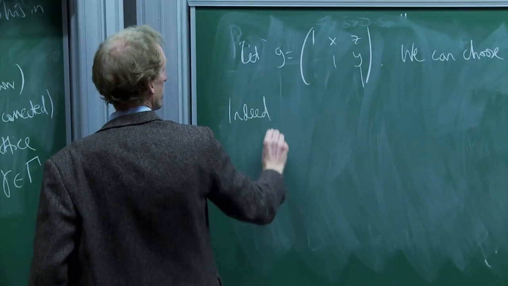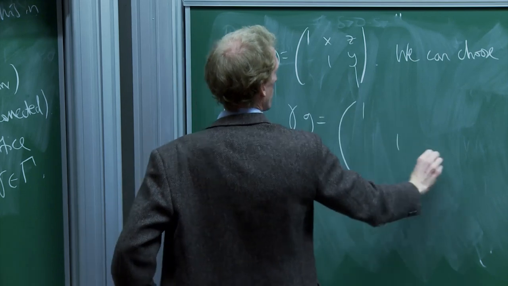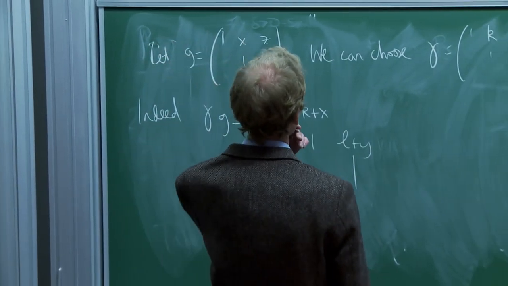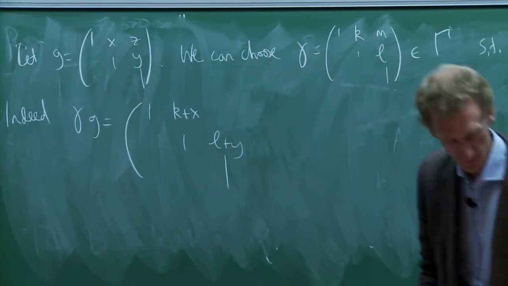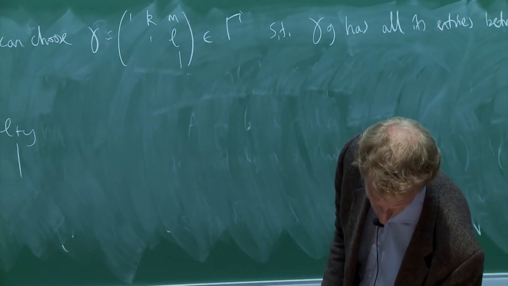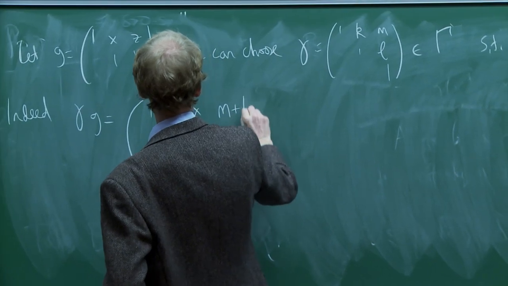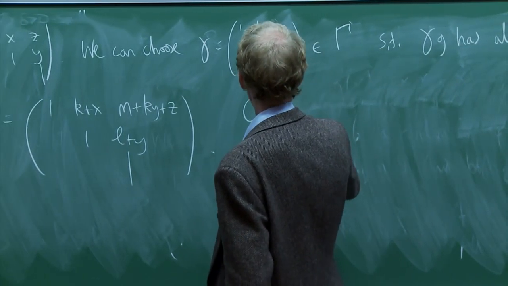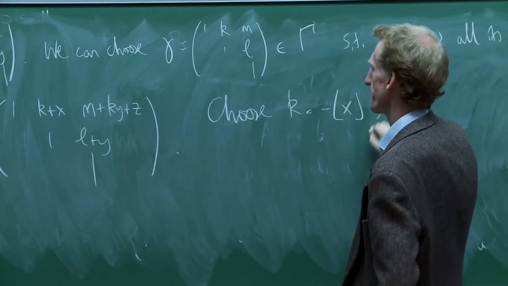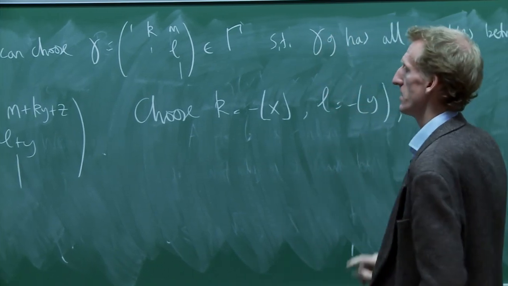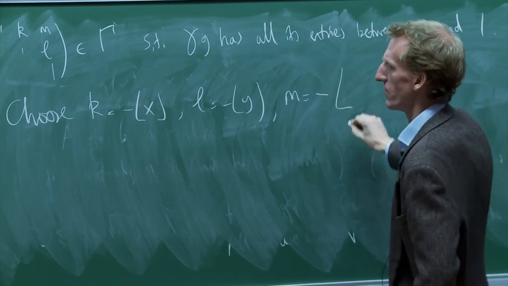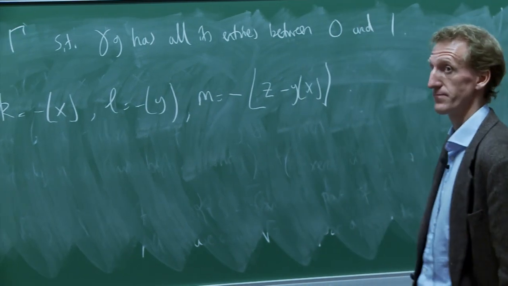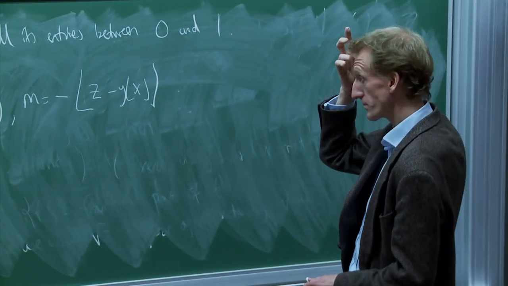Indeed, gamma times g is 1, 1, 1, k plus x, l plus y, m. I struggle to multiply matrices in my head. What's the top right corner? m plus yk plus z. So what you can do is choose k to be minus the integer part of x, l to be minus the integer part of y, and then m to be minus the integer part of z plus ky, which is z minus yx. So that tells me what the map pi is.